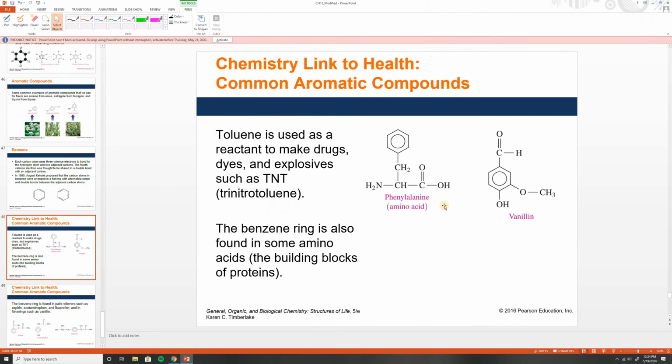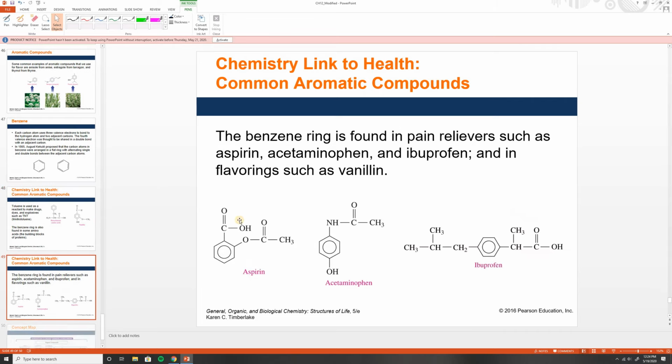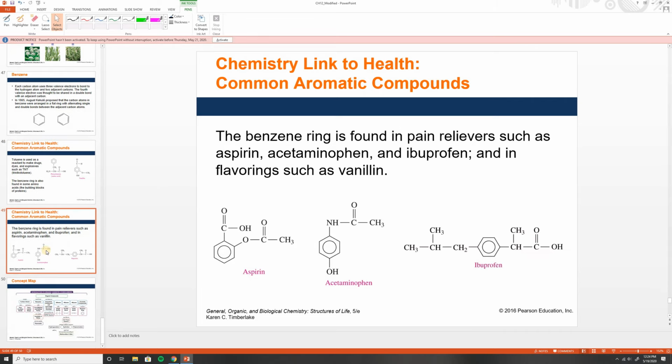Alright, let's go back. And then you have other ones, vanilla, stuff like that. Also, benzene rings are important for some amino acids that are found in proteins. And also drugs. So aspirin, acetaminophen, ibuprofen are very common pain relievers, and aspirin is a blood thinner. They all have aromatic compounds, or aromatic functional groups.